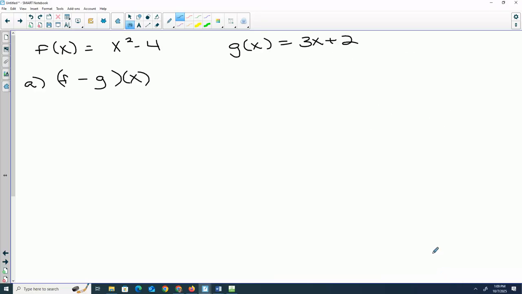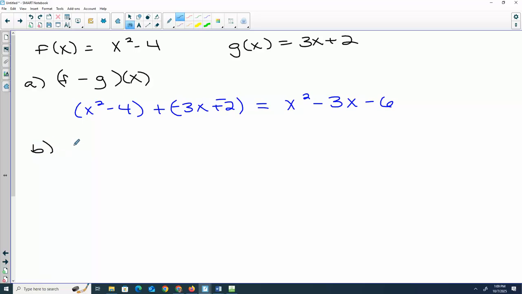Step back. f minus g of x. What am I asking you to do? So function f minus function g. Distribute the negative, combine my terms so we get x squared minus 3x minus 6.